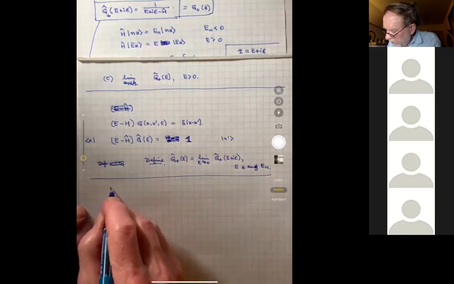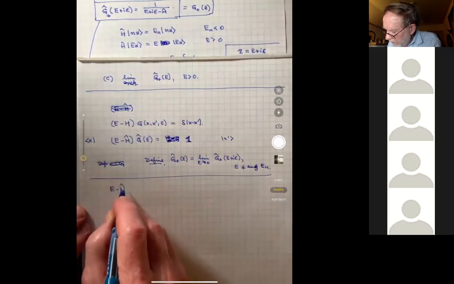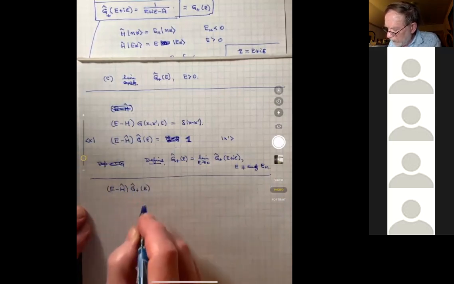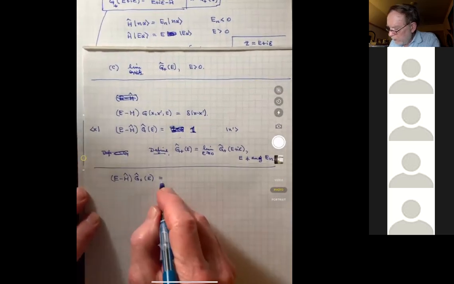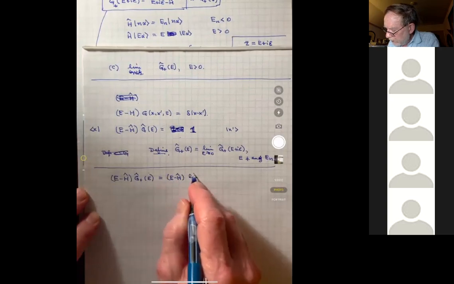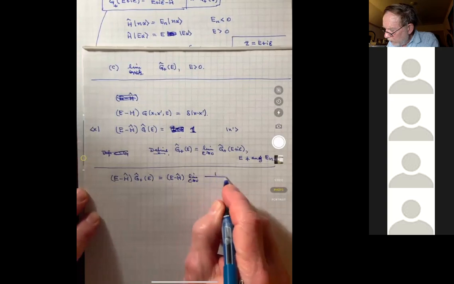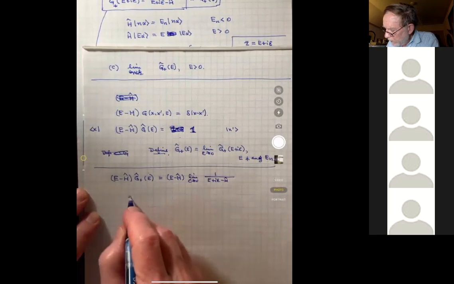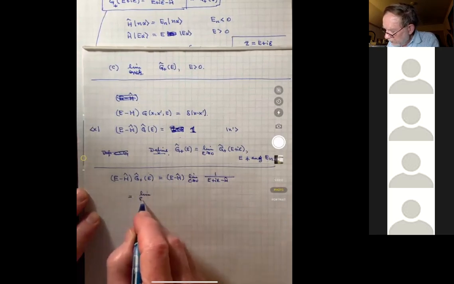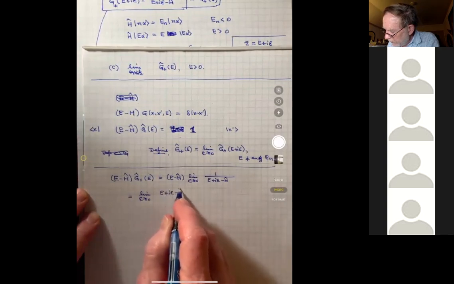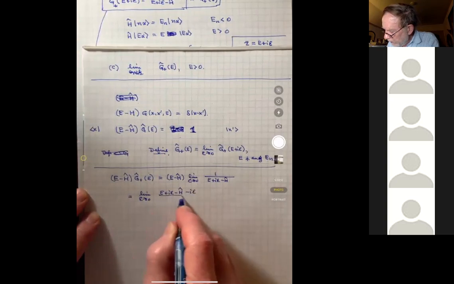And then let's look at E minus H hat acting on G plus of energy E, and let's see if it satisfies the Green's function equation. So this is E minus H hat times the limit as epsilon goes to 0 of 1 over E plus i epsilon minus H hat. And that's equal to the limit as epsilon goes to 0 of E plus i epsilon minus H hat minus i epsilon, divided by E plus i epsilon minus H hat.